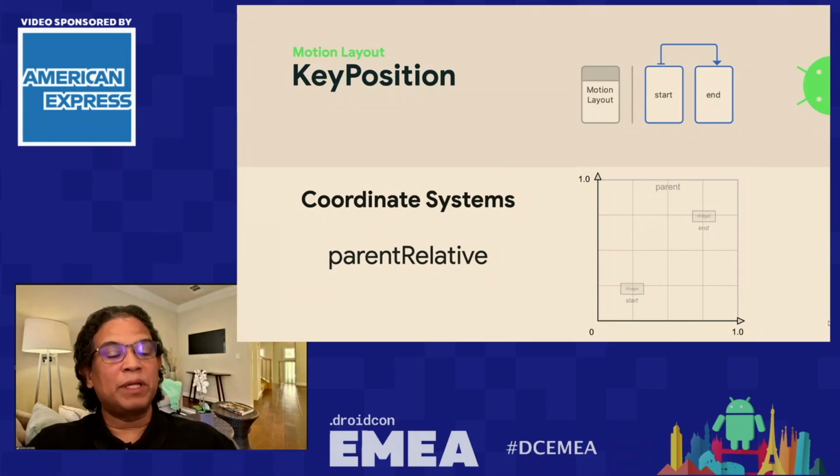The first one we have is parent relative. It's the simplest in some sense. It's essentially mapping to the screen coordinates of the layout, right? So that 0, 0 is the top left-hand corner, unlike this drawing. It's an old drawing.